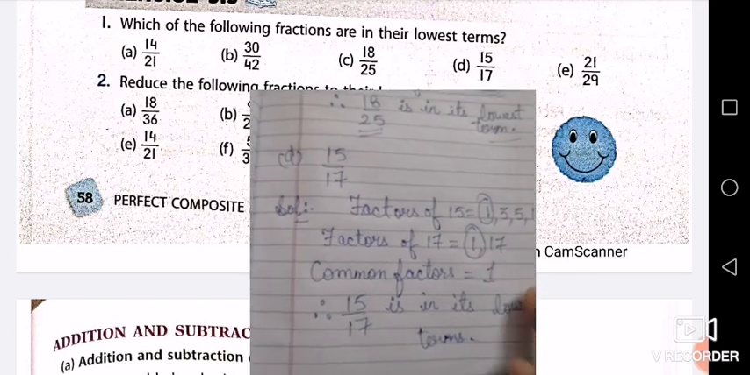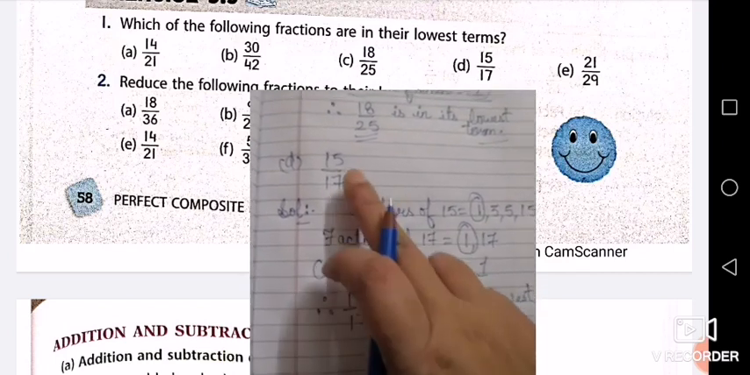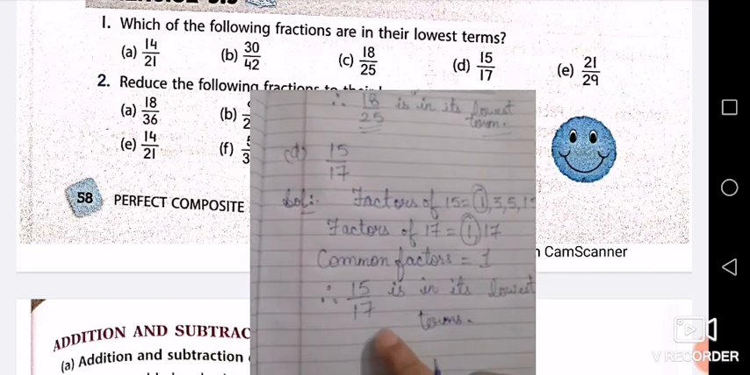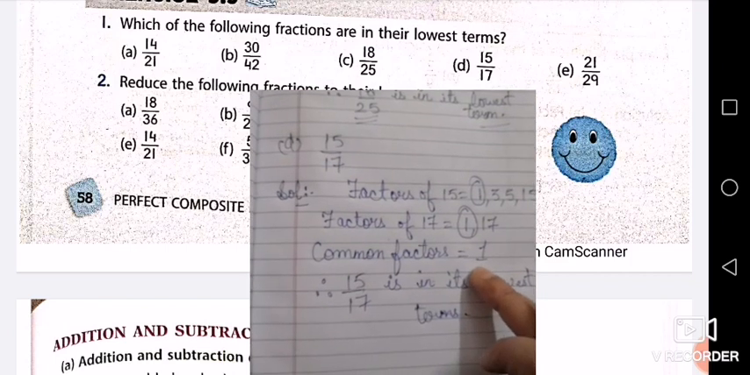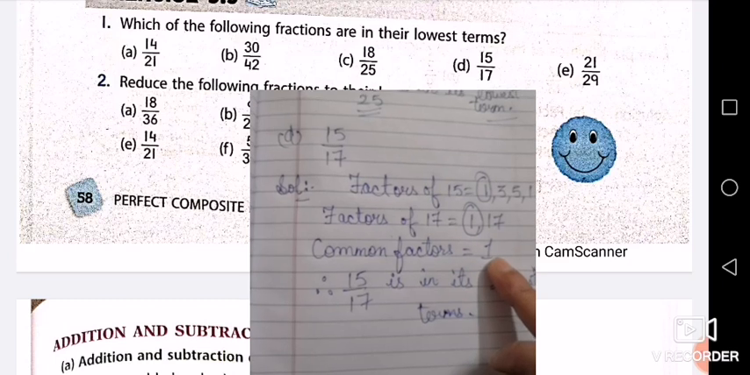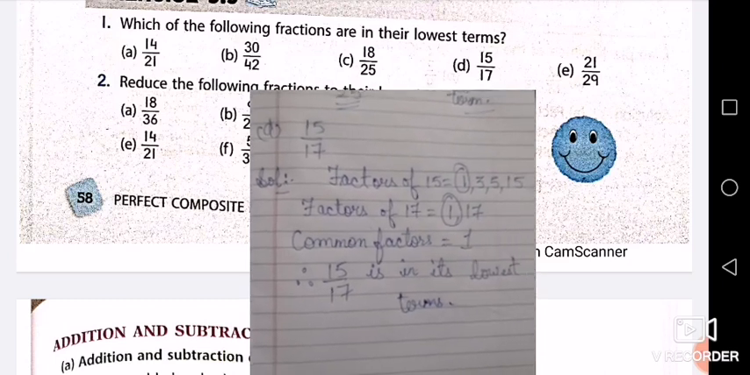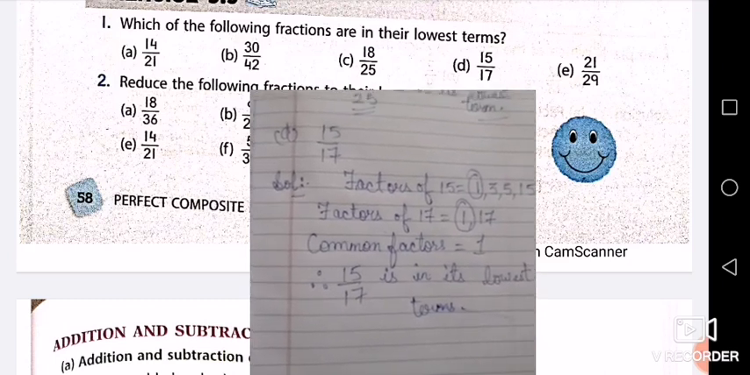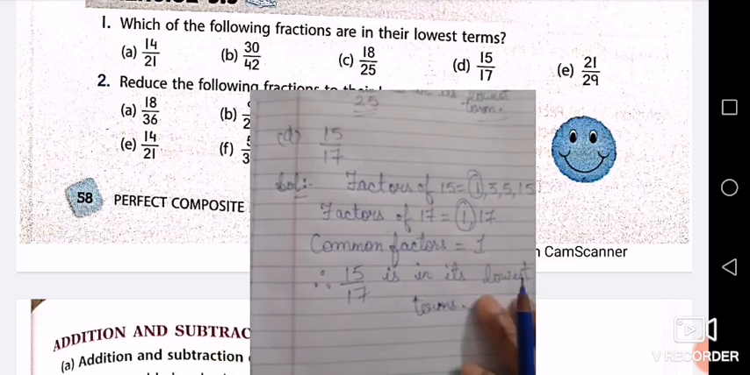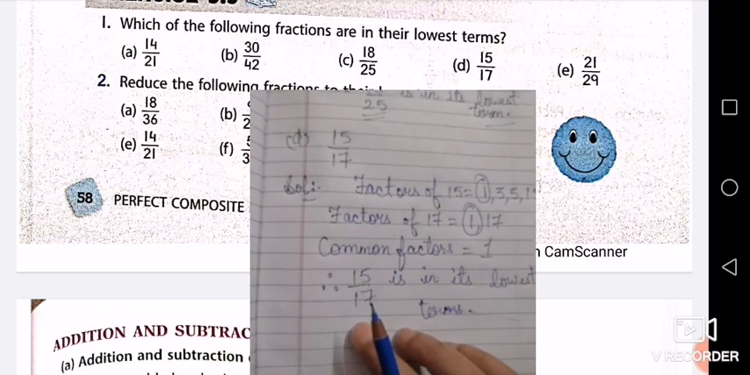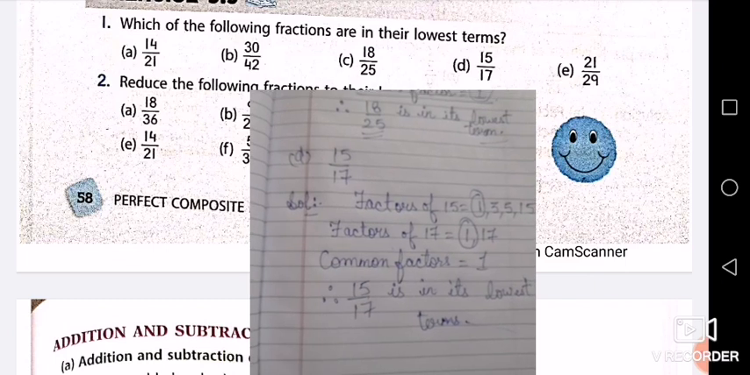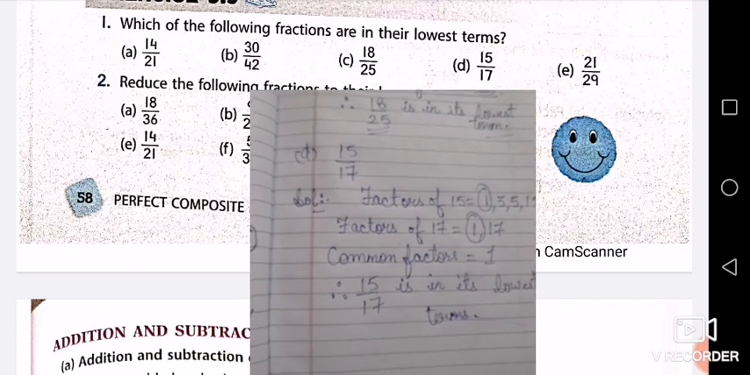What you have to do first, you have to write the factors of the numerator, then the factors of the denominator, then you have to find the common factors. If you have more than one factor, other than 1, then we will say that the given fraction is not in its lowest terms. And if you are getting 1 as the only common factor, then we will say that the given fraction is in its lowest terms. So I hope this question 1 is clear to you all.